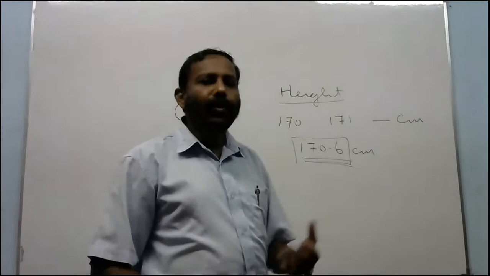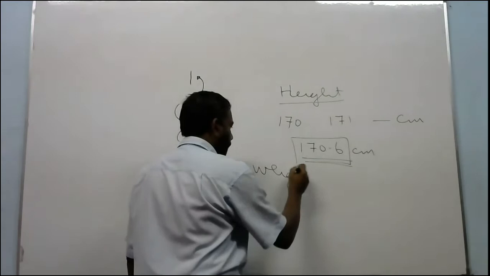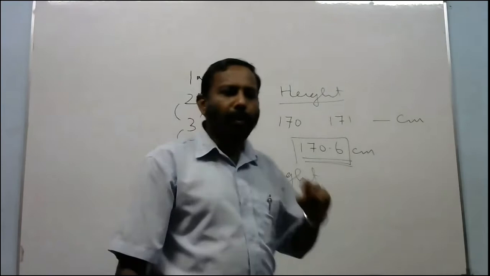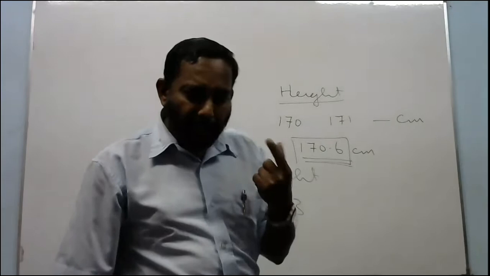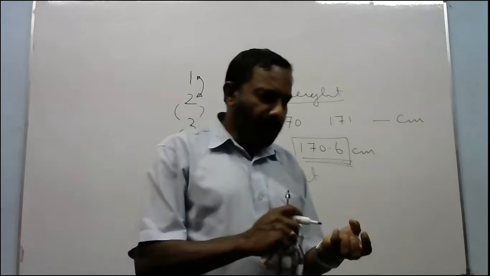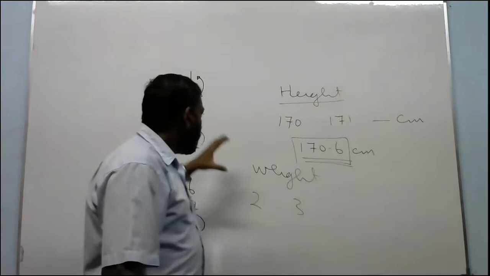For example, weight data: 2 kilograms, 3 kilograms. In between, there are infinite numbers of smaller units. We can measure in grams, we can measure in milligrams, we can measure in micrograms, et cetera. We can do the measurement in as many smaller divisions as we like. So that is the basic difference between a discrete variable and a continuous variable.